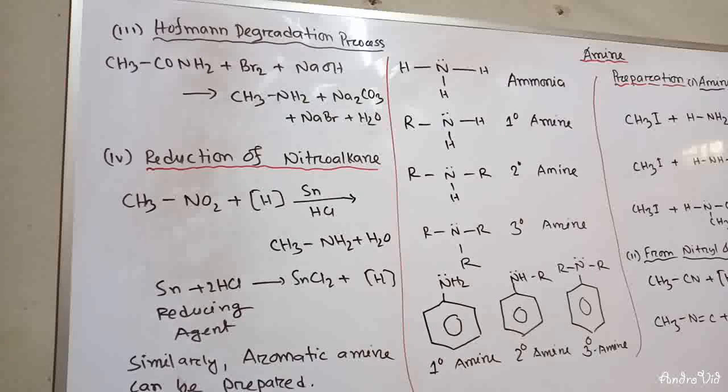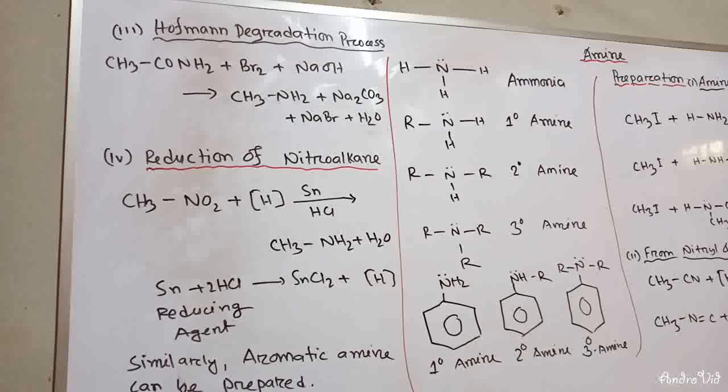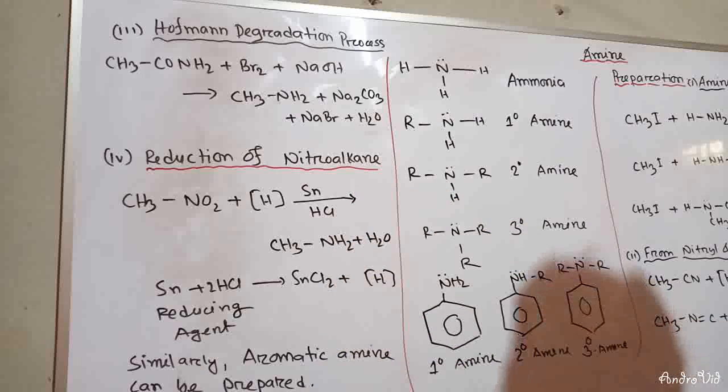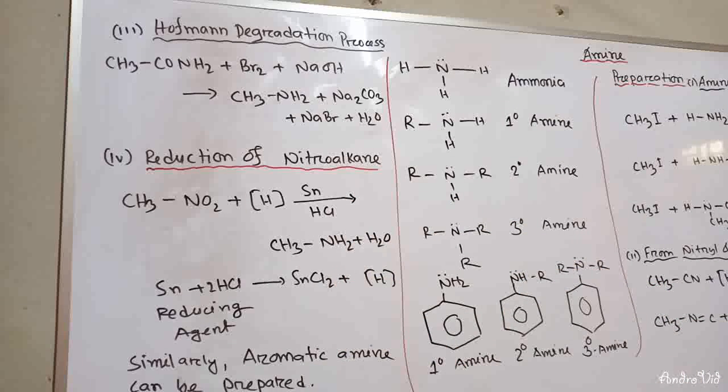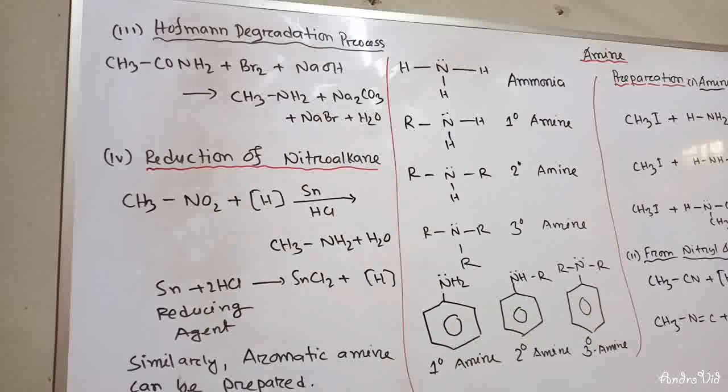Okay, so when you convert NO2 into NH2, then you will be able to produce amine. Here stannum and HCl can act as a reducing agent. You know, this is the reaction when stannum and HCl react with each other. They produce stannum chloride, and at the same time nascent hydrogen atom or active hydrogen atom.